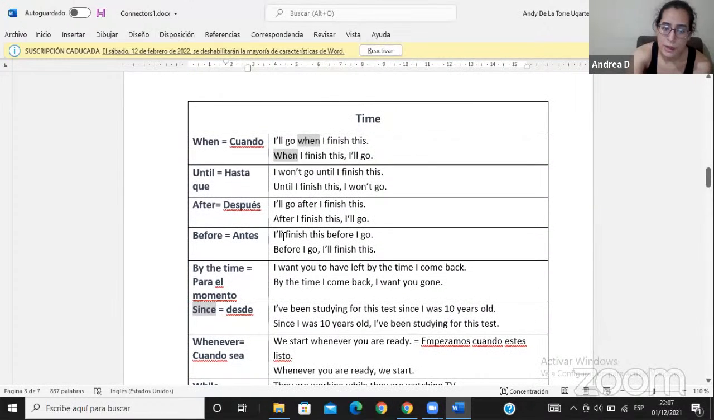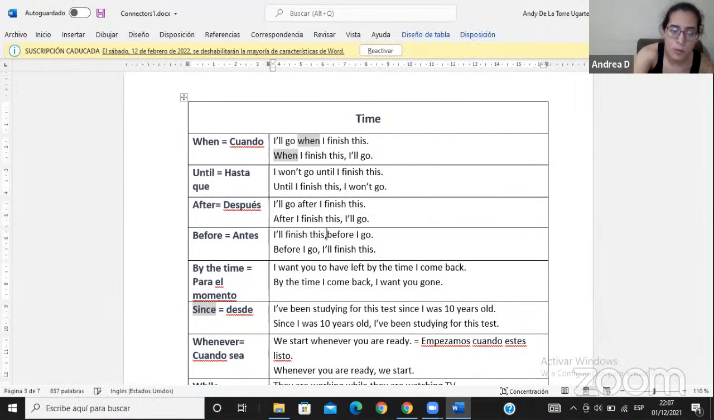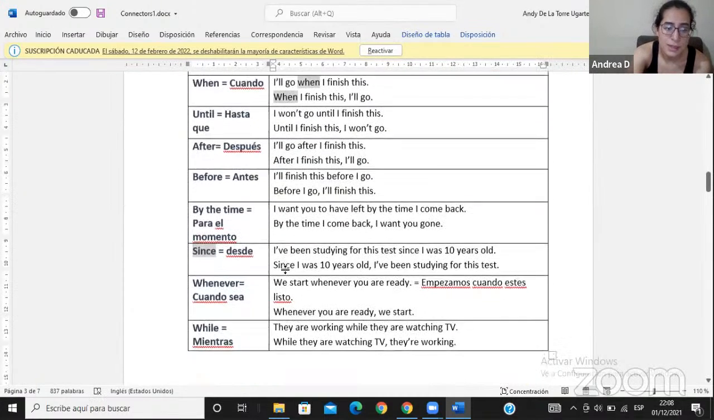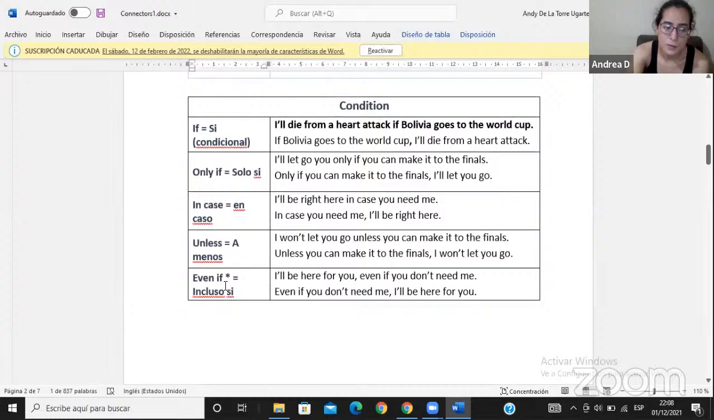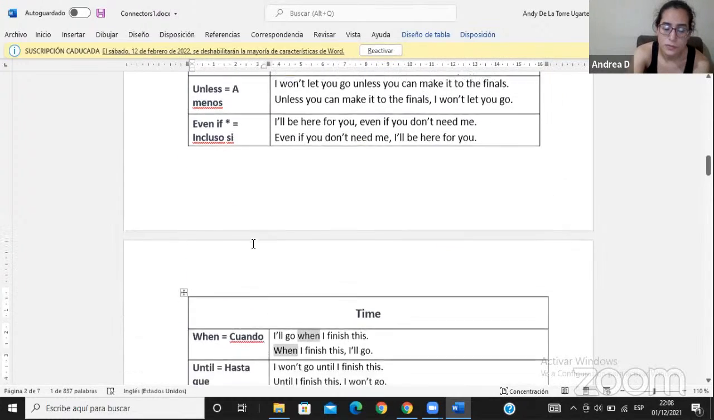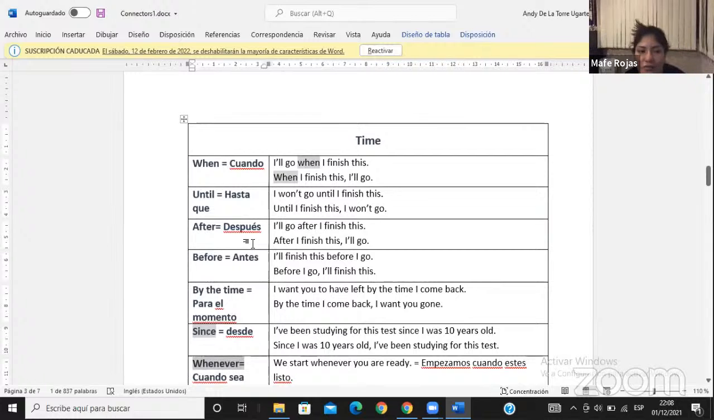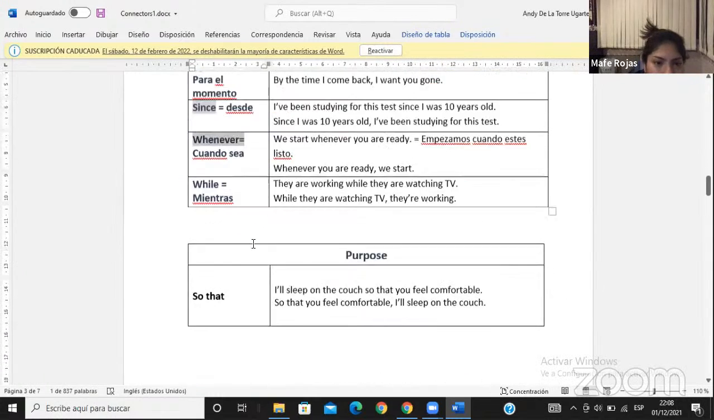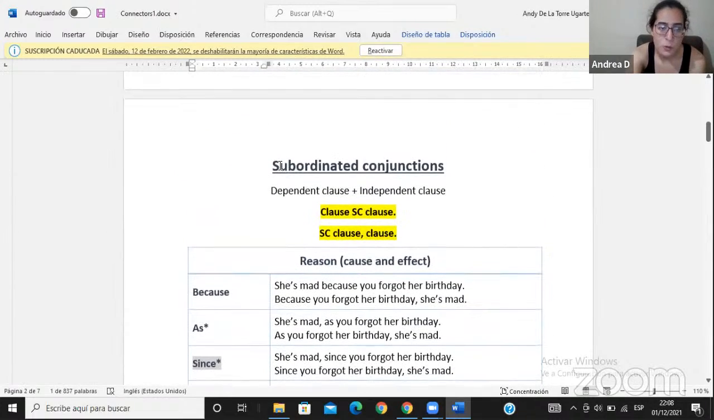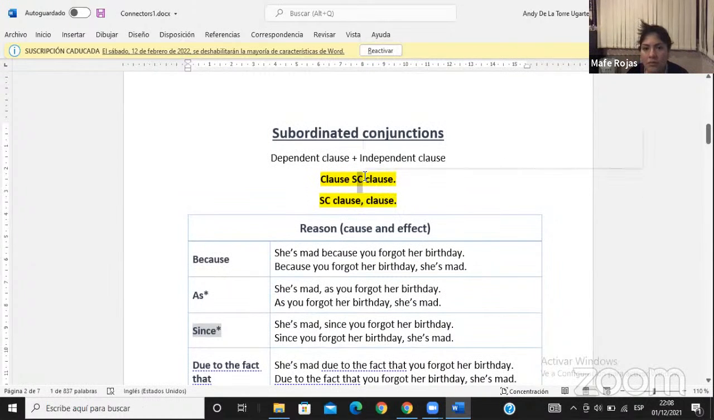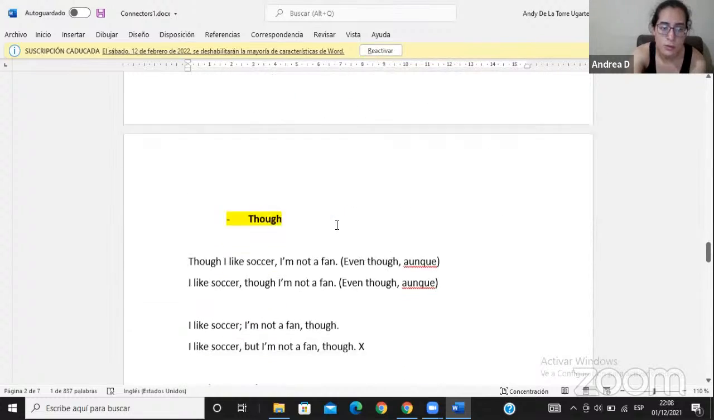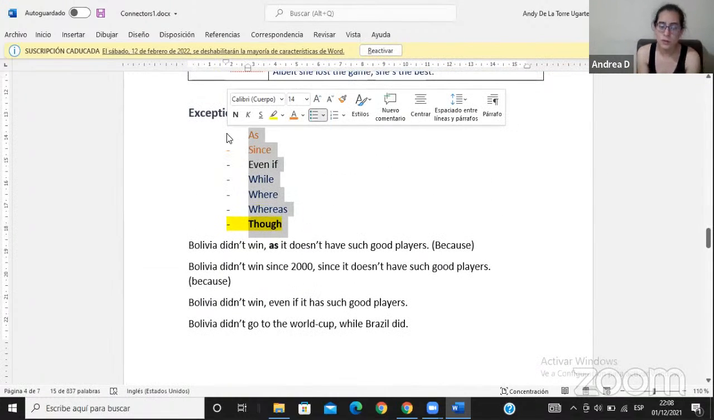So I'll finish this before I go. You don't say comma before I go, or after I go, or until, by the time, whenever, while, unless. So this is when you don't have to use a comma. Yes, I mean, generally speaking, with all of the subordinate conjunctions, you're not supposed to use a comma when it's in the middle. And these are the exceptions to that rule. So when you have these ones, you do have to use a comma, even if it's in the middle.